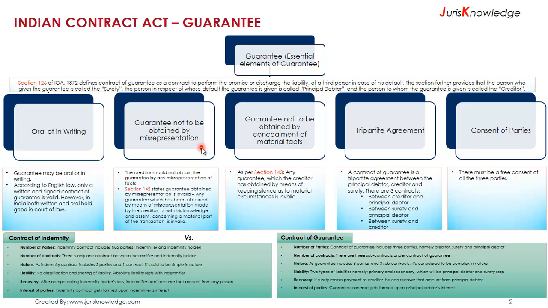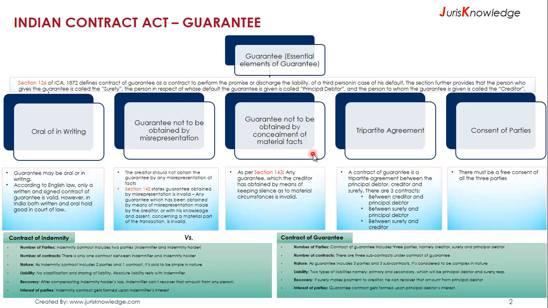The second is that the guarantee is not to be obtained by misrepresentation, which means when the guarantee is being given by the surety, he should have clear visibility of what he is giving guarantee for. The creditor should not obtain the guarantee by misrepresentation of facts. Section 142 states any guarantee which has been obtained by means of misrepresentation made by the creditor or with his knowledge and assent concerning a material part of the transaction is invalid.